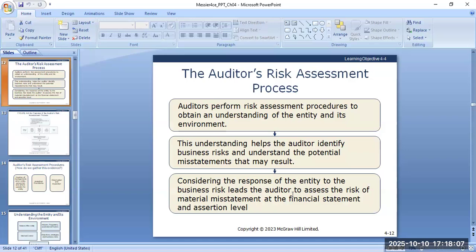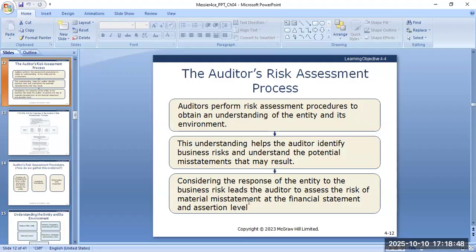Now, again, this is the last thing. Once we perform the risk assessment to obtain the understanding of the entity environment, this will help us identify the business risk and understand the potential misstatement. And once we get the responses of the entity to the business risk related to the risk of material misstatement, we're going to assess the risk of material misstatement.